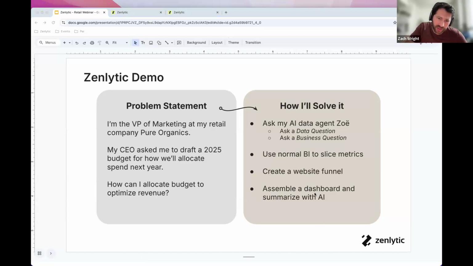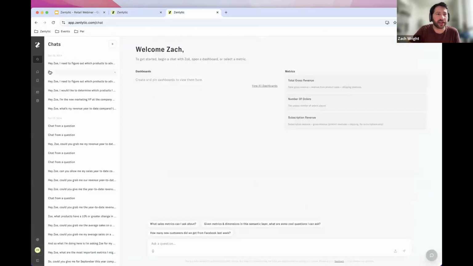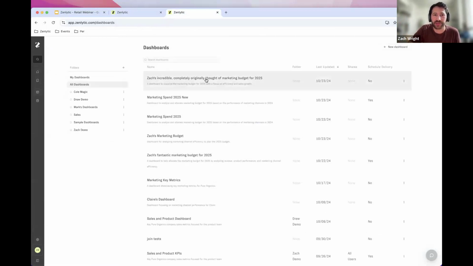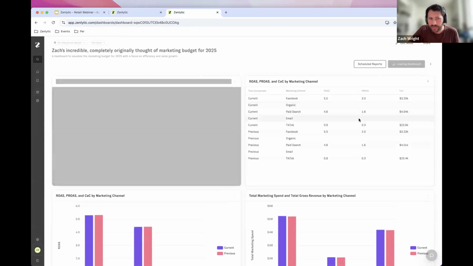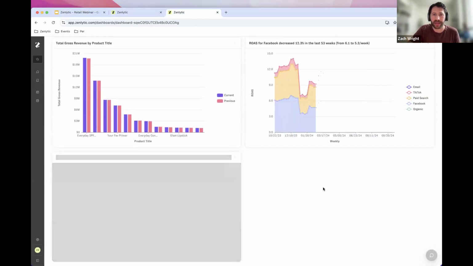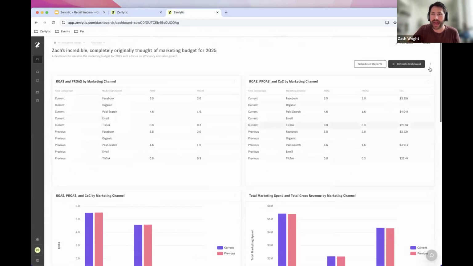So the last part that I want to touch on is assembling a dashboard. At Zenlytic, we believe that dashboards are never going to go away. This is always one piece of this. So I want to take everything I did and put together a dashboard and create an AI summary for that. I'm going to head to my dashboards. This was the one I originally created, and I'm going to tidy this up a bit. I have some new things that I added.